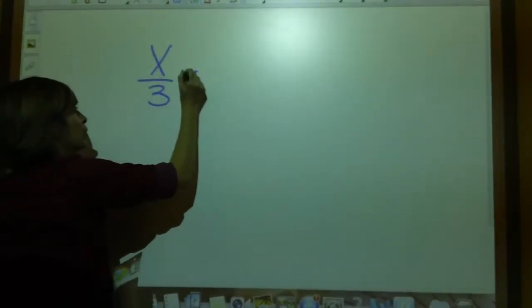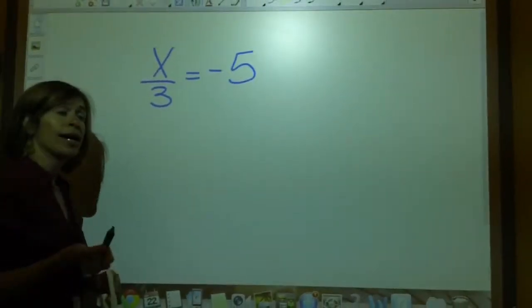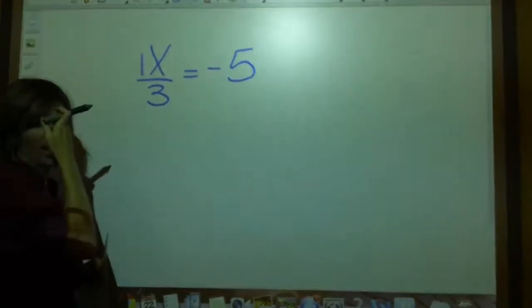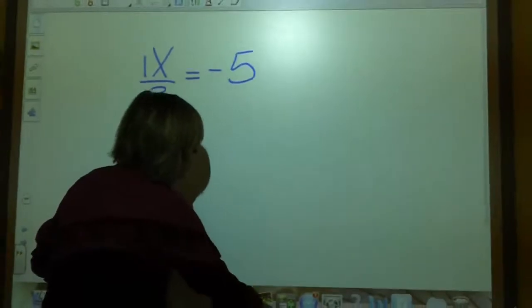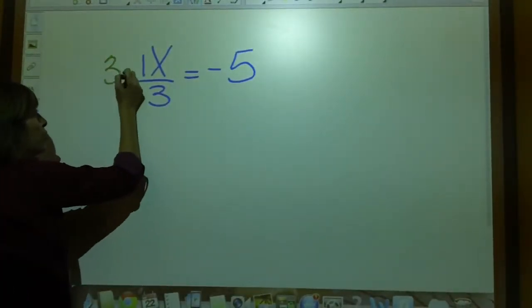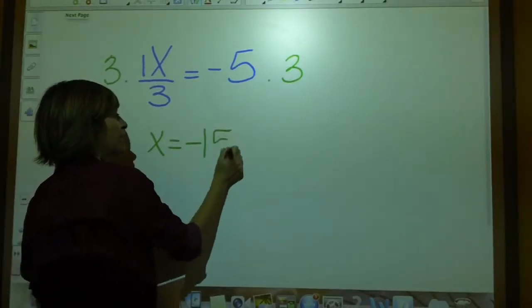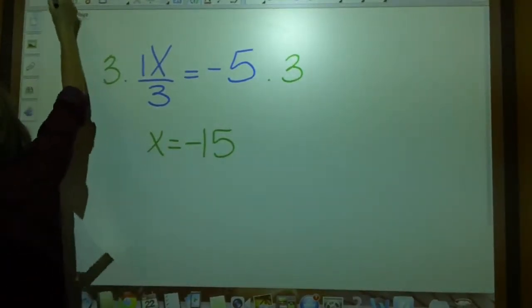Okay. x over 3 equals -5. All right, so I want to make sure you understand that this is really 1/3 x, right? 1x over 3. So we multiply by the reciprocal, which would be 3, to both sides. So x equals -15. Okay? All right, moving on. Next page.